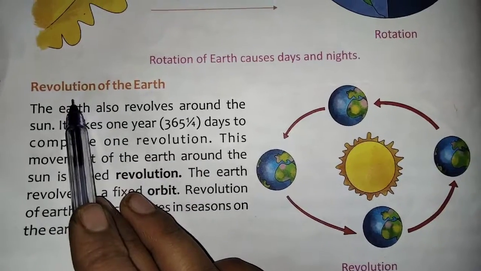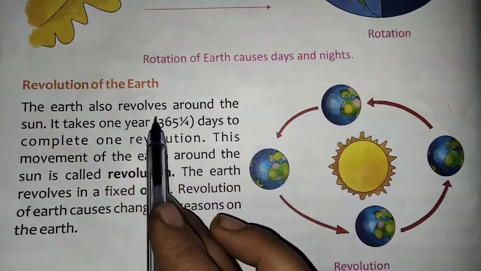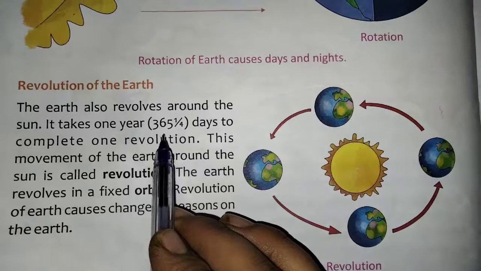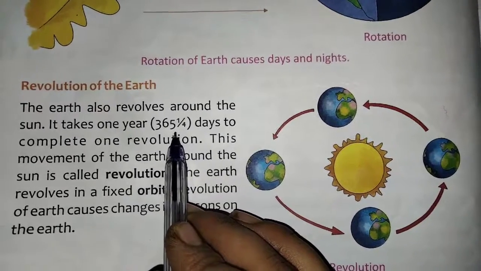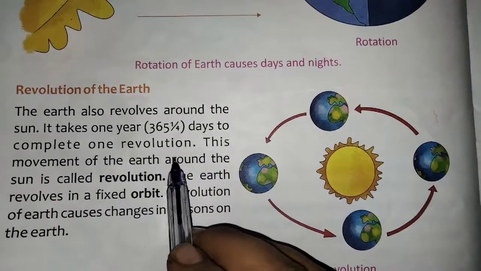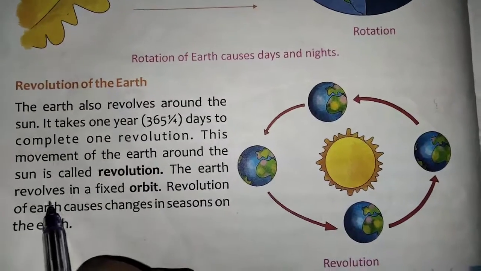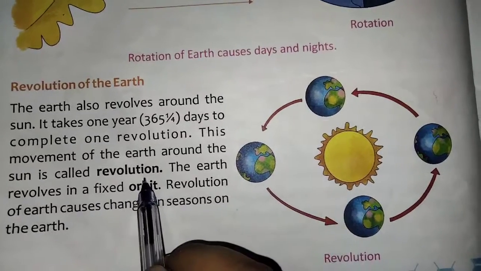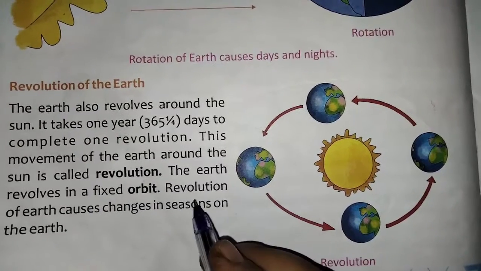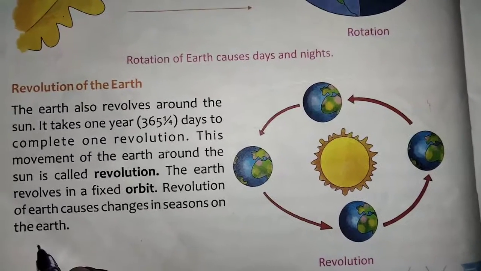Revolution. It is a revolution. Revolution of the earth. The earth also revolves around the sun. It takes 1 year, 365 and a quarter days to complete one revolution. These movements of the earth around the sun is called a revolution. The earth revolves in a fixed orbit. Revolution of the earth causes changes in the season of the earth.